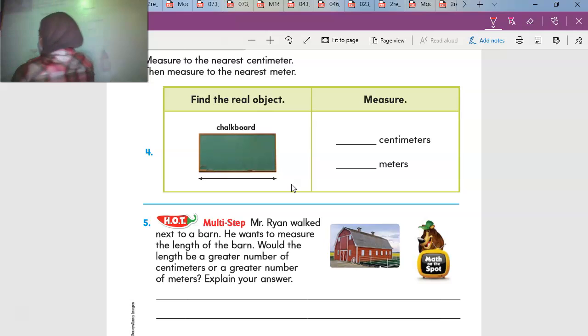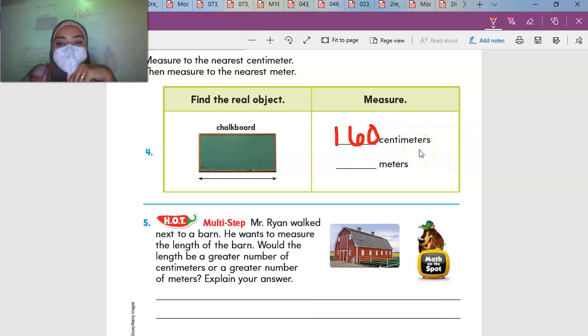So if I start right here at the side, that's 100 centimeters, which is 1 meter. And then I'm going to keep my finger here, and then I'm going to measure from here to here, and that's 60. So it's 160 centimeters, not meters, centimeters. Because remember, meters is bigger than centimeters. 1 meter is the same as 100 centimeters. Okay? So 160 centimeters is about how many meters? Good. It's about 2 meters.